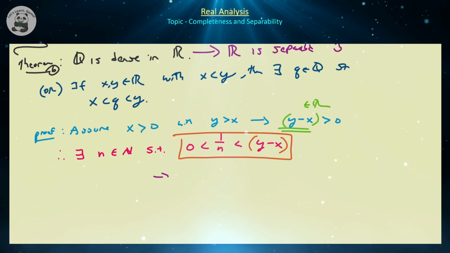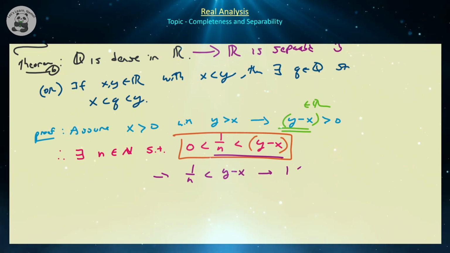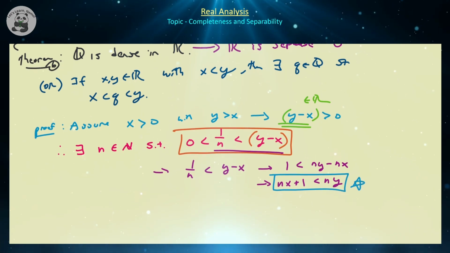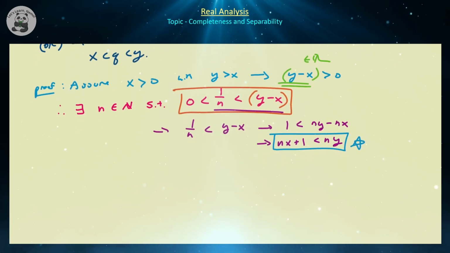So if that's true, then 1 over n, if we just focus on the left two statements, is going to be less than y minus x. That means that 1 must be less than, by cross multiplication, since n is a natural number, ny minus nx. And that's going to give us nx plus 1 is less than ny. So that's one thing that we have from that statement. Keep in mind, if x is a positive real number and n is a positive natural number, then nx is also a positive real number. So that's a real number too.